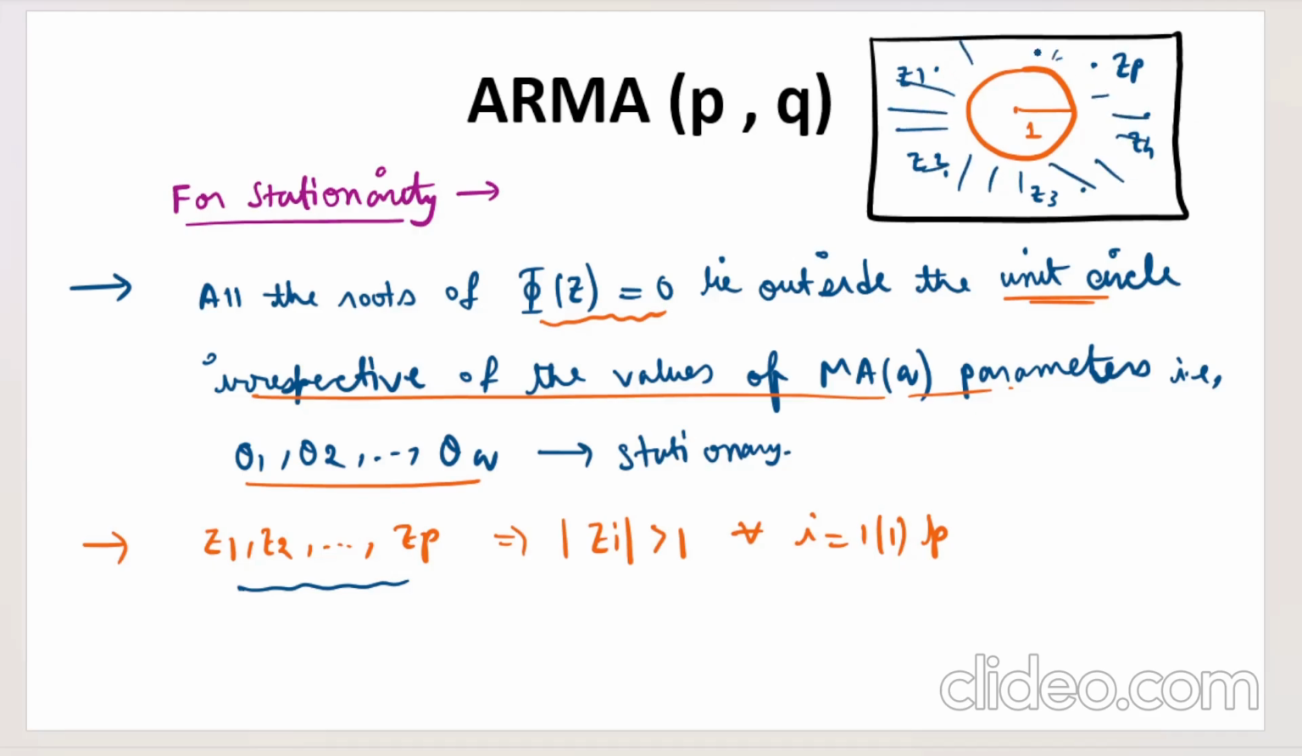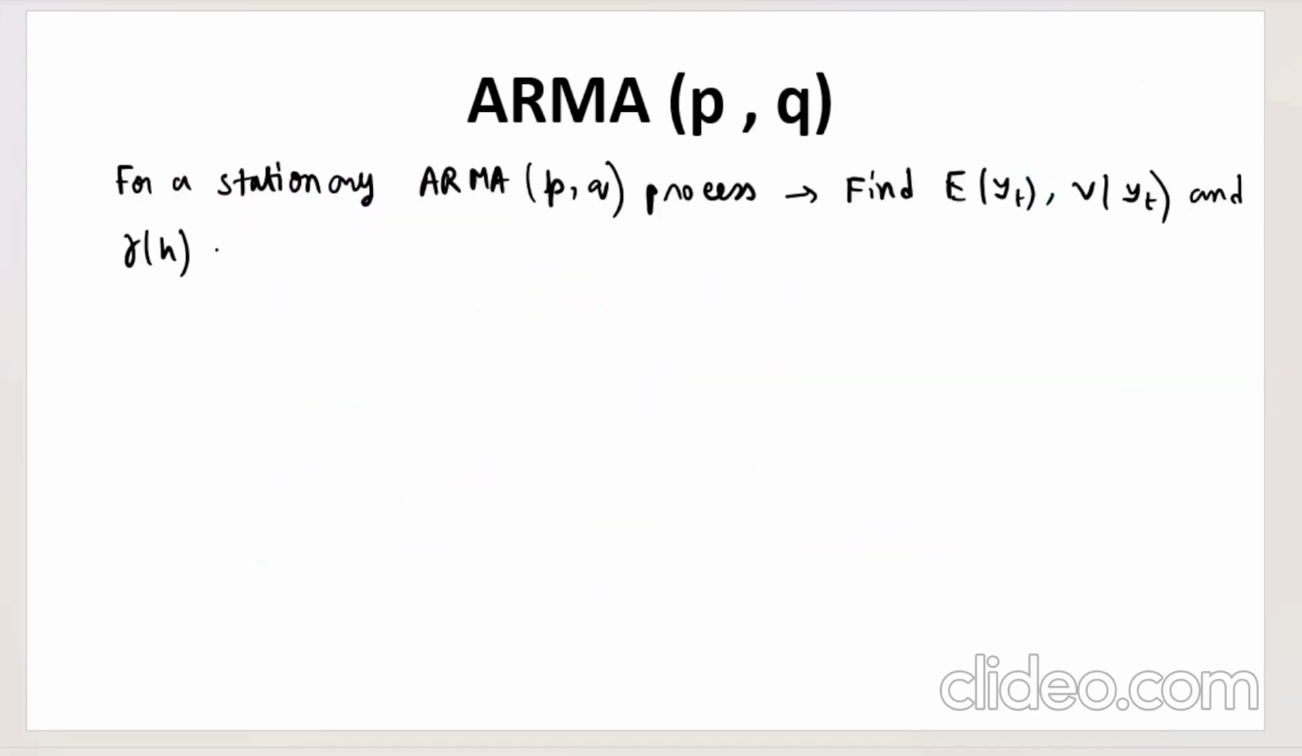It cannot lie within the perimeter of this circle. So this is the circle with radius 1, the unit circle. If all the roots lie outside the unit circle, that is the mod value is strictly greater than 1, then we will say the ARMA process is stationary. I hope this is absolutely clear.